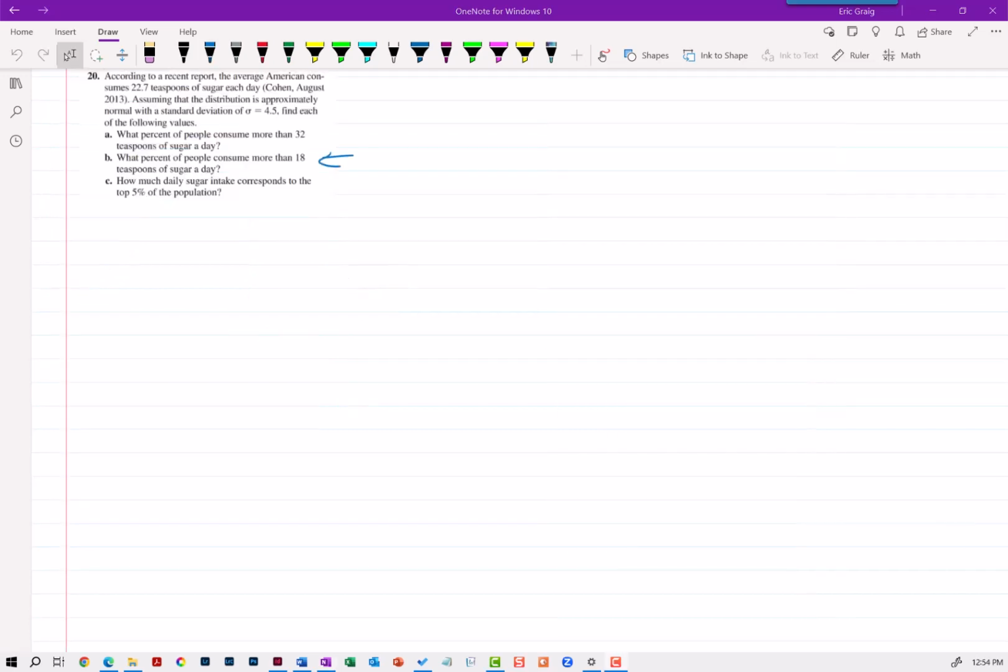Okay, let's look at a few more problems with this same data set. Part B asked for the number of people who consumed more than 18 teaspoons of sugar per day. Suppose we were interested in the percentage of people who consumed less than 18 teaspoons of sugar. Well, again, we'd start off by drawing our diagram, which I've done right here.